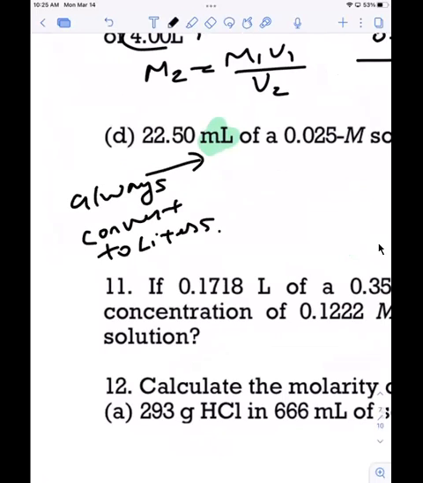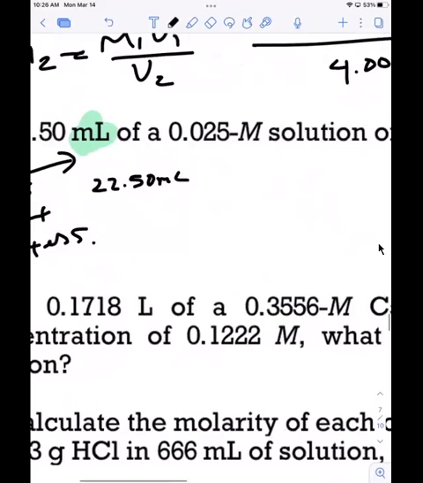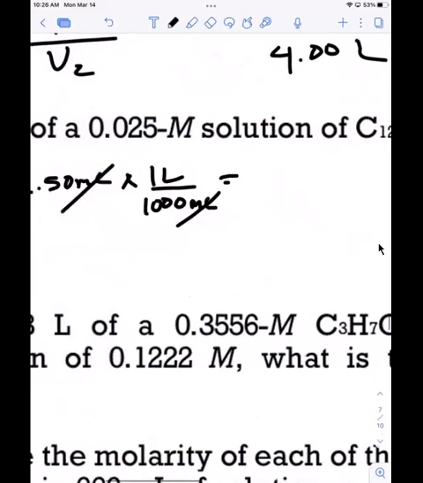All right. So 22.50 milliliters. If we convert that into liters, we're going to do 22.50 milliliters times 1 liter over 1,000 milliliters. This is the conversion. So the milliliters cancel, and you're going to get 0.02250 liters. All right.